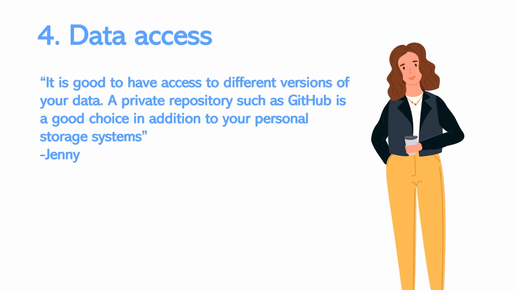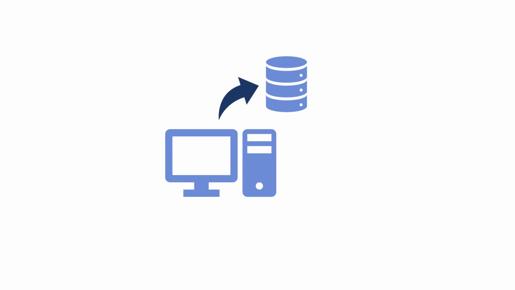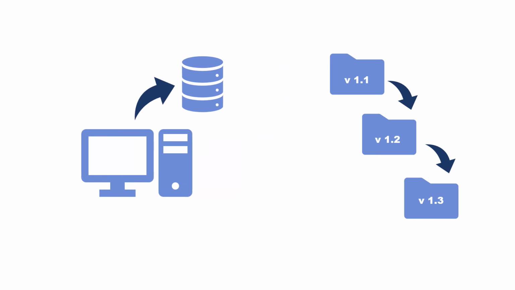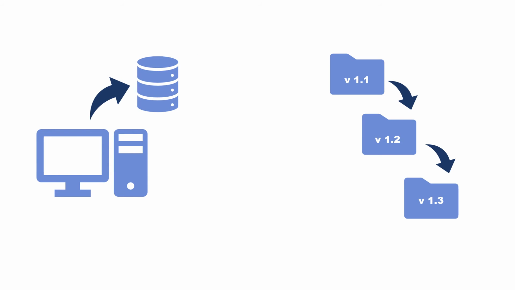Number 4. Data access. According to Jenny, it is good to have access to different versions of your data. A private repository, such as GitHub, is a good choice in addition to your personal storage systems. Repositories such as GitHub make your data easily accessible from anywhere, while also providing additional features, such as version control, which helps you keep track of the different versions of your data.